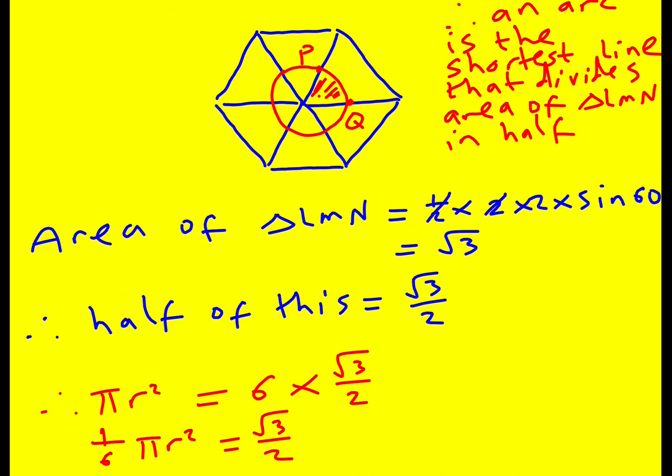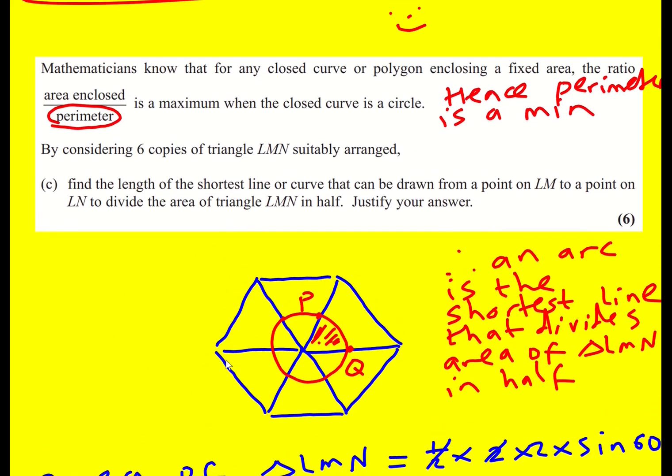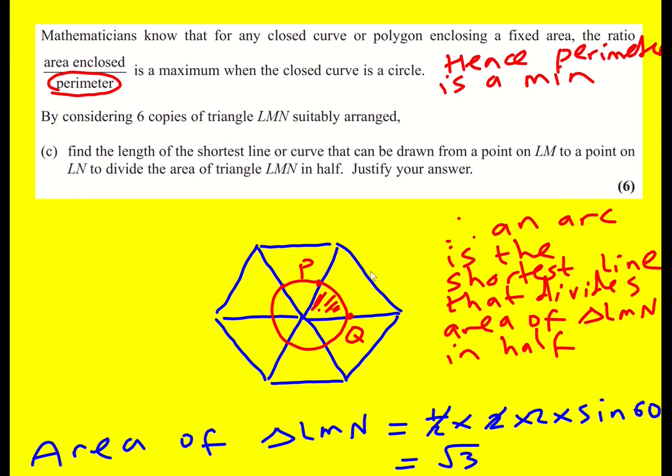I found it quite hard explaining this actually. I sort of just did it and it happened to be right, and I haven't completely got my head around it, I don't think. I've tried to convince you along the way. We're using the fact that the arc is the shortest length that divides the area of triangle LMN in half because of this statement here.